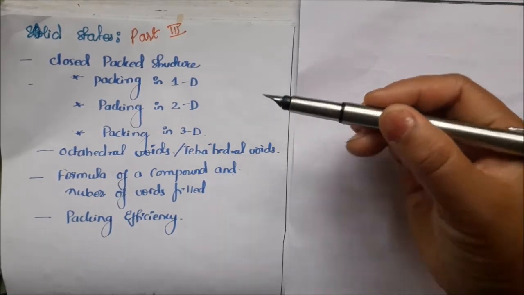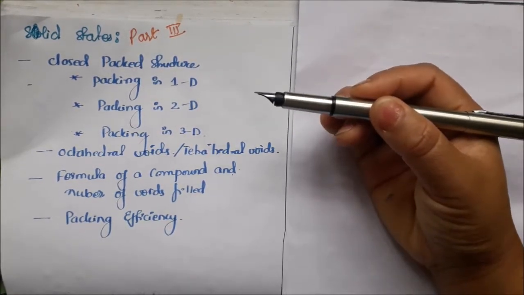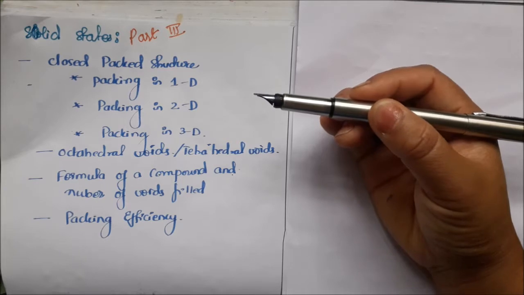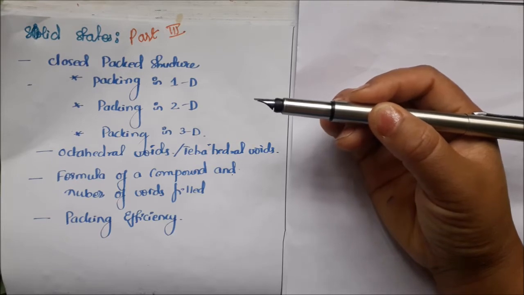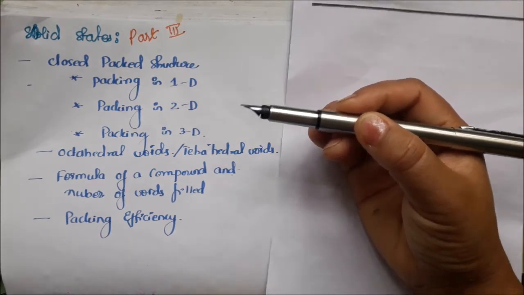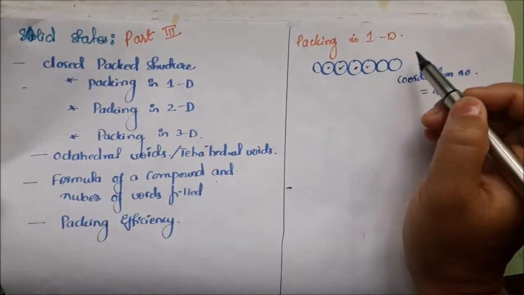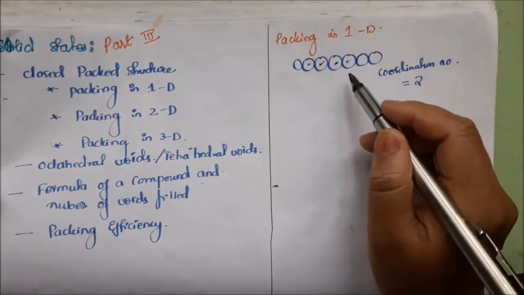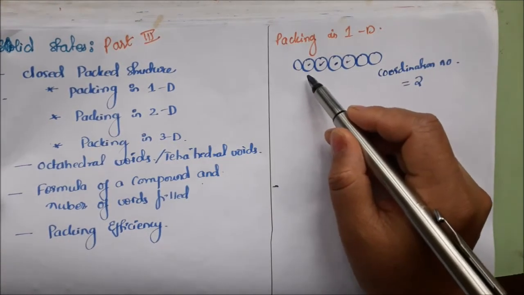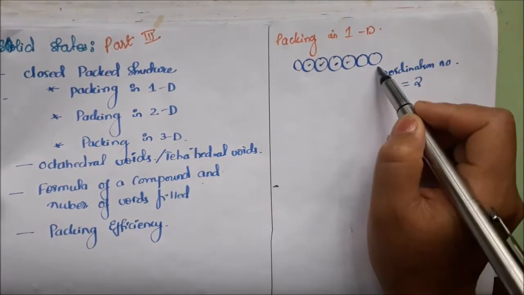As you know, in the solid state the constituent particles are closely packed, leaving very little or minimum vacant space. These constituent particles build up a three-dimensional structure in three steps. So first we'll discuss packing in one dimension. There is only one way of arrangement of the particles in one dimension, that is a row.